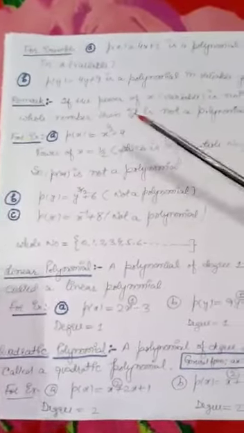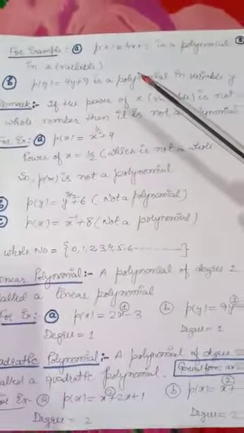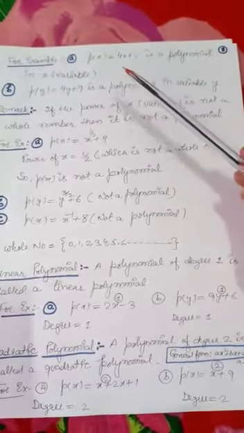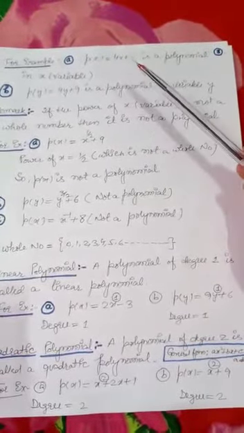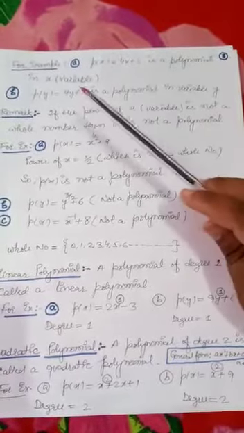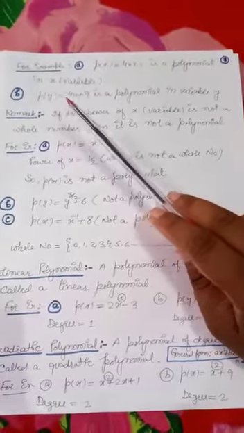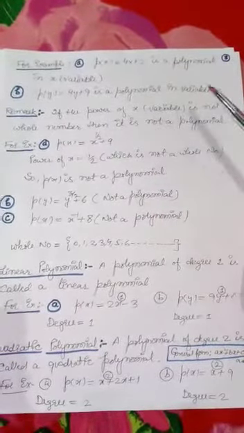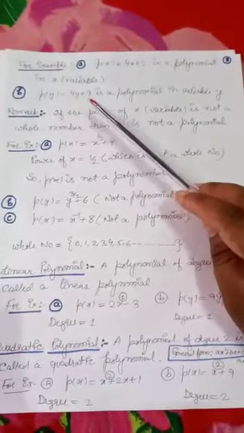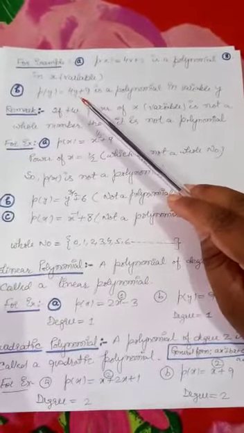For example, p(x) is equal to 4x plus 2. Here 4 is a constant, 2 is a constant and x is a variable. X can take any value. It is a polynomial in the variable x. Now example b, p(y) is equal to 4y plus 9, a polynomial in the variable y. 4 is a constant, 9 is a constant, so this is a polynomial.